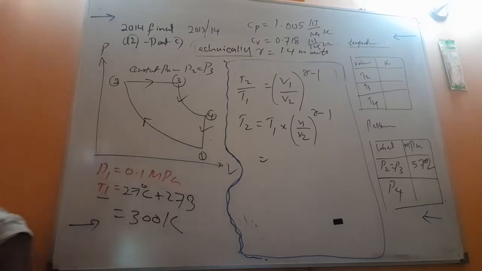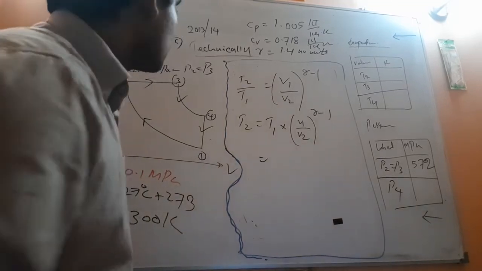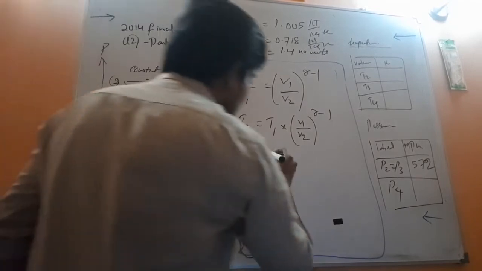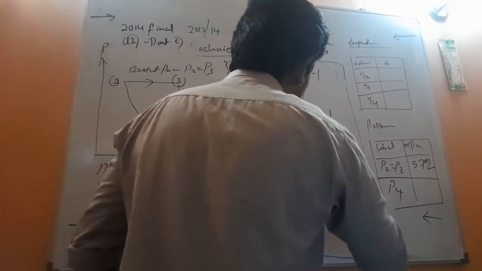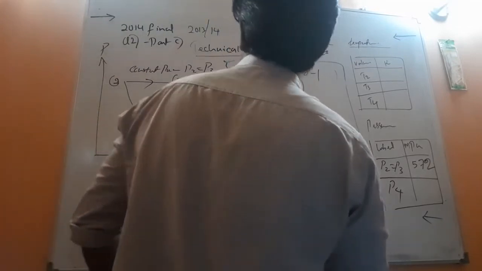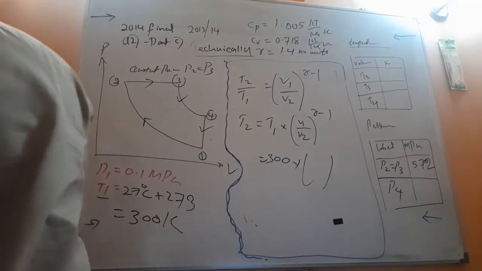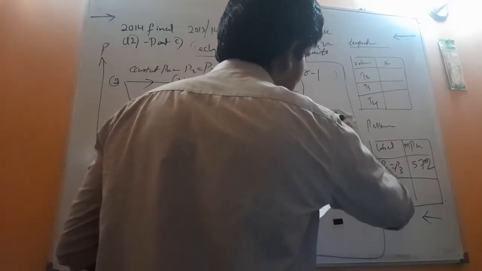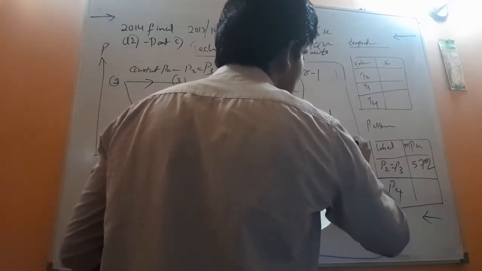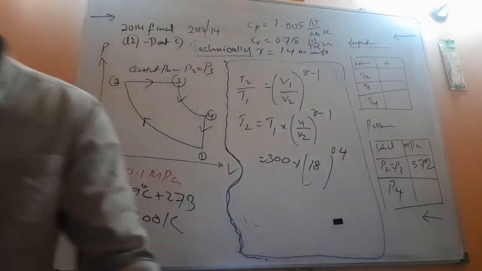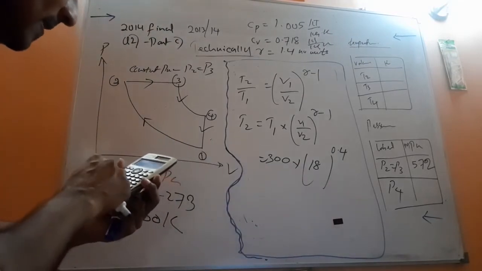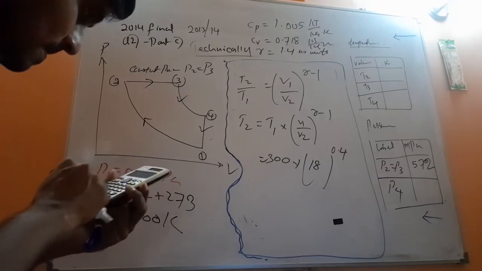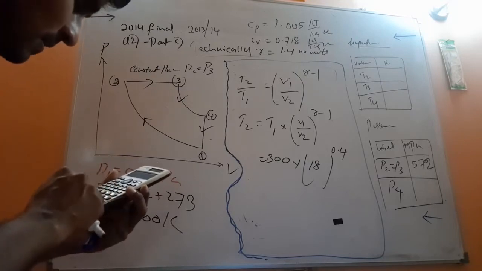Right? Okay. So it is 300 kelvin. So this is 300. V1 divided by V2, that is the compression ratio. You know that. What is the compression ratio? It is 18, right? Compression ratio is 18. So 18 to the power gamma minus 1, 1.4 minus 1 is 0.4. Okay. So let's quickly find this. 18 to the power 0.4 multiplied by 300.